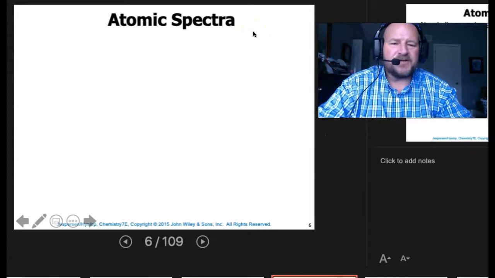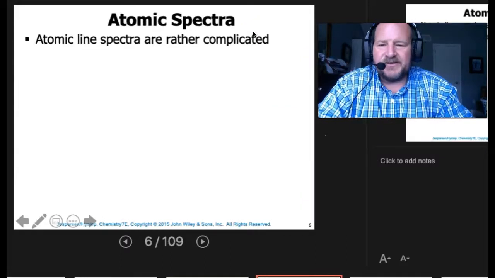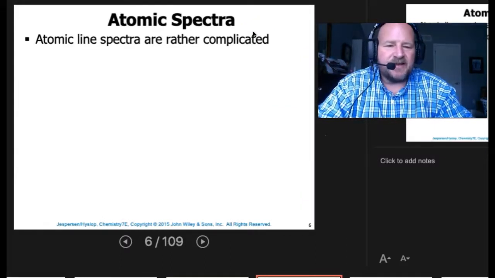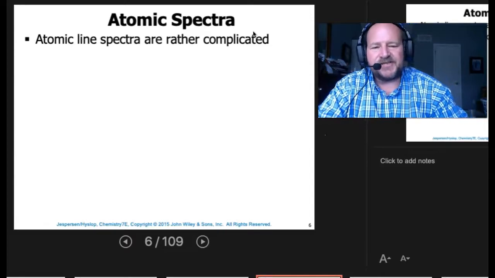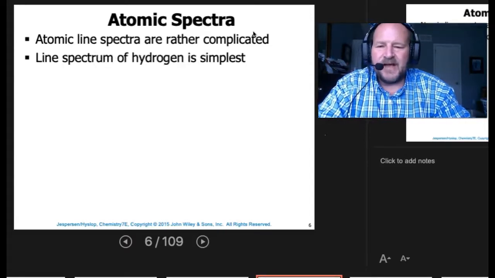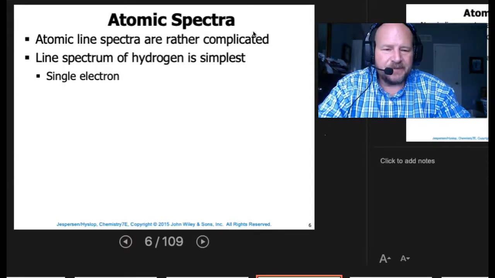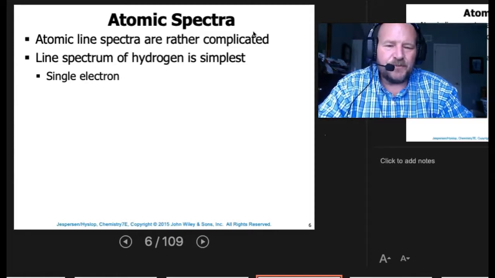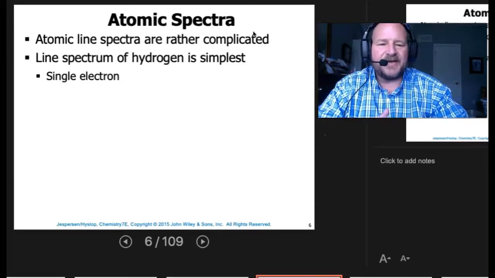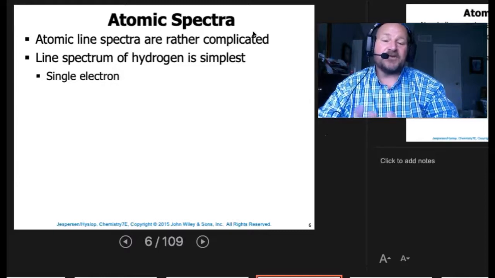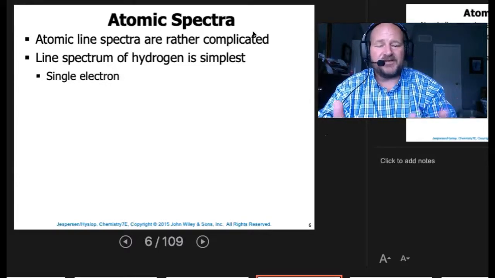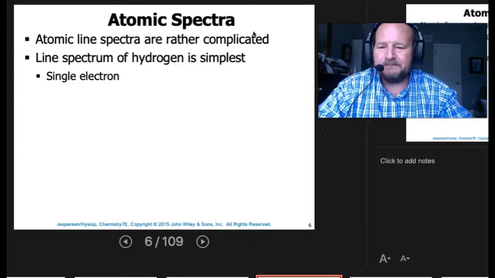All right, so atomic spectra then, again, these are the atomic line spectra, and again, they can get rather complicated because you're going to get several different wavelengths. The line spectrum of hydrogen will be the simplest because it's a single electron. So once a second electron gets in there, we start getting energies involved with the 2 electrons as well, right? They're repelling each other. There's going to be an energy associated there.